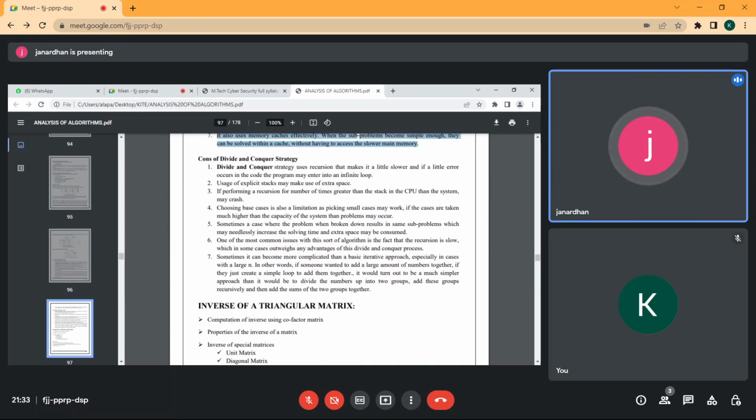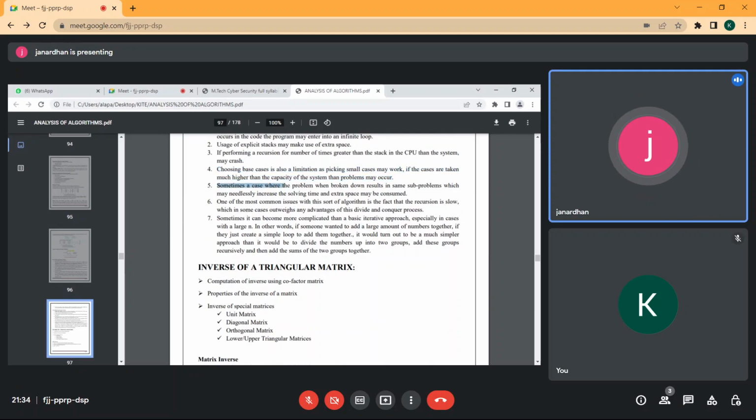Next, cons of divide and conquer. Divide and conquer strategy uses recursion that makes it a little slower, and if a little error occurs in the code, the program may enter into an infinite loop. Second, use of explicit stacks may make use of extra space. Next, if performing recursion a number of times greater than the stack in the CPU, then the system may crash. Choosing base cases is also a limitation, as picking small cases may work. If the cases are taken much higher than the capacity of the system, then problems may occur.